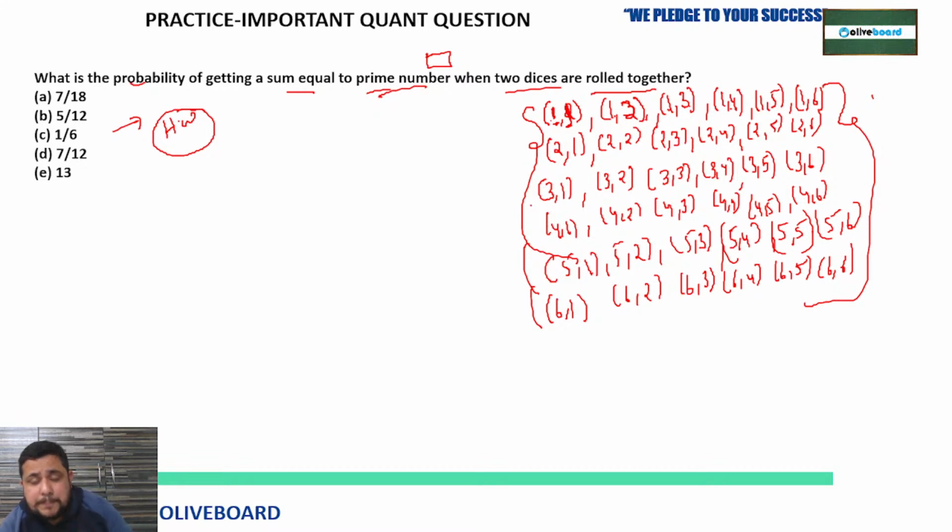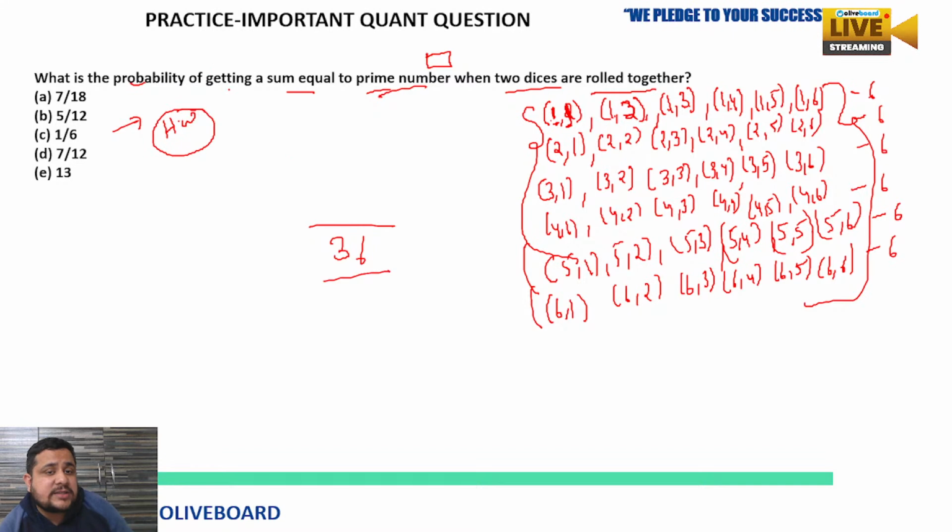So these are all the possible outcomes, and the total is what? Here 6 outcomes, here 6 outcomes, here 6, here 6, total 6 and 6. So total possible outcomes are 36. So with respect to 36, how many such outcomes are there where the sum of the numbers appearing on the dice is equal to a prime number.